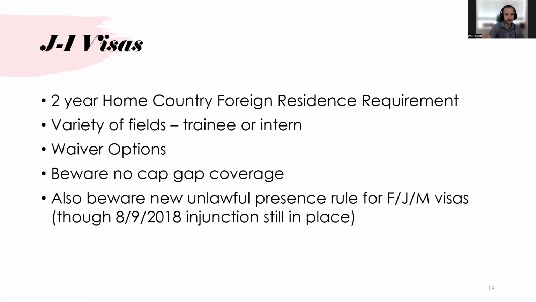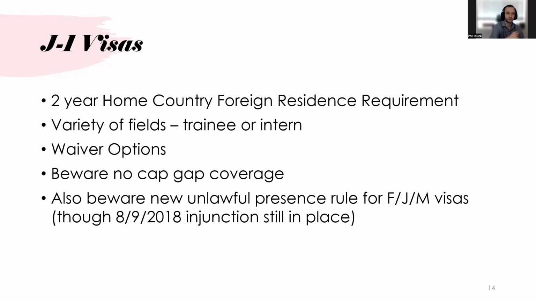So for the J1 visa, those are for visitors and scholars that are here temporarily. They have a 2-year home country foreign residence requirement. It can be a variety of fields, trainees or interns. We help a lot of schools out here in Utah actually with teachers who are doing dual language programs. And a lot of them are on J's as interns.